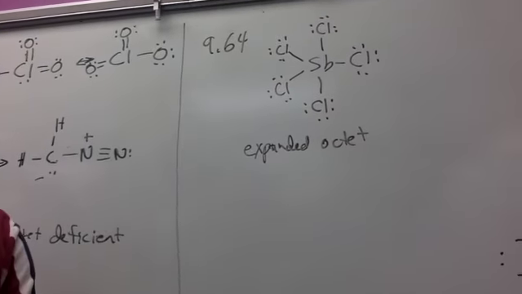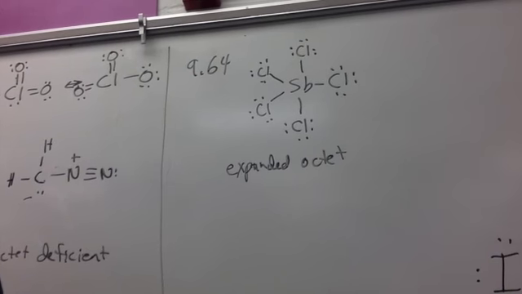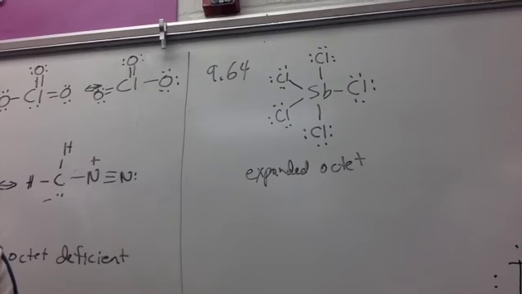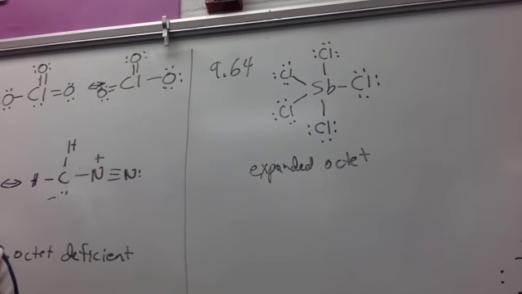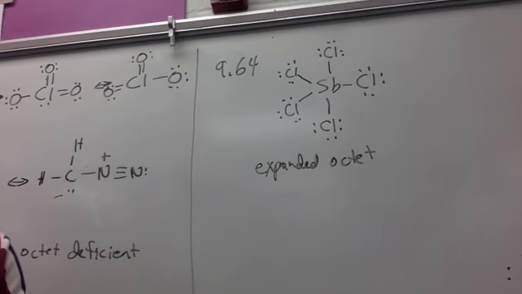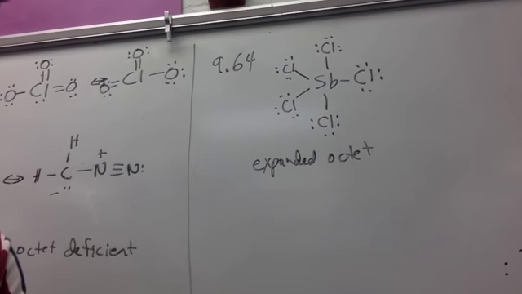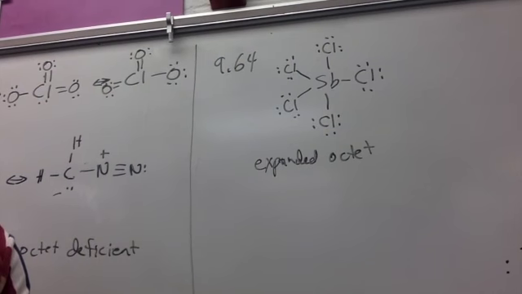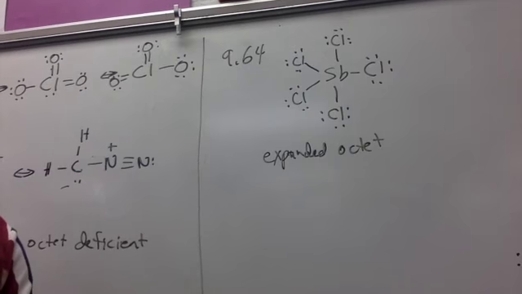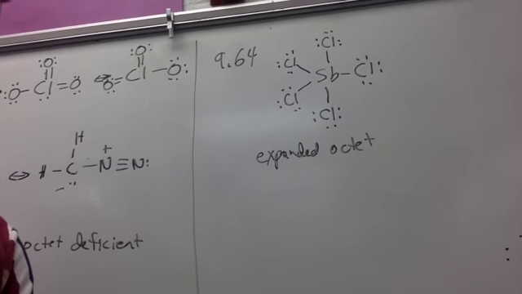And the final one is SbCl5. SbCl5 is an example of an expanded octet. To get 5 chlorine single bonded around antimony, you have to have 10 electrons on the antimony, but that is allowable since antimony is in row 4, and rows 3, 4, and 5 are allowed to have expanded octets.